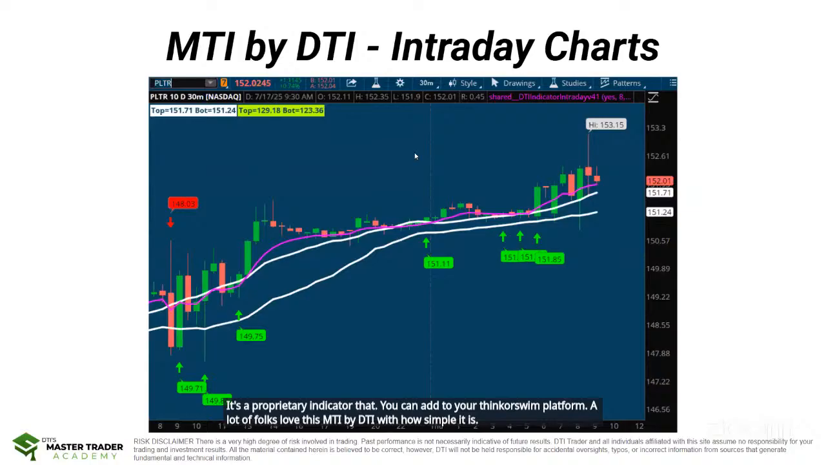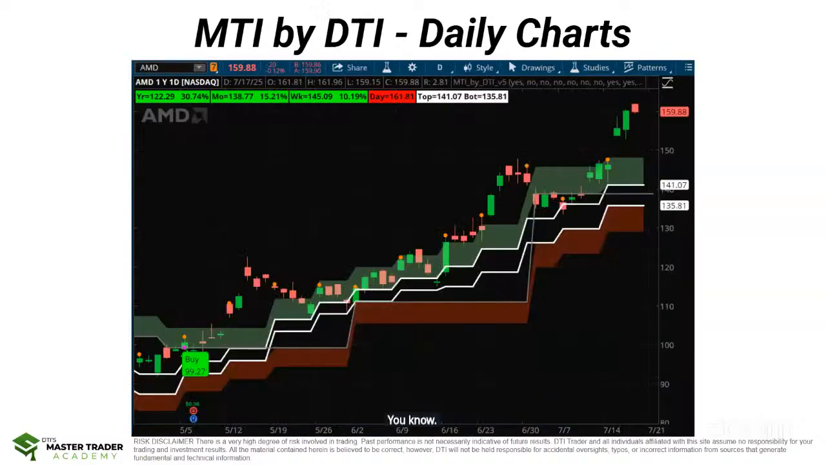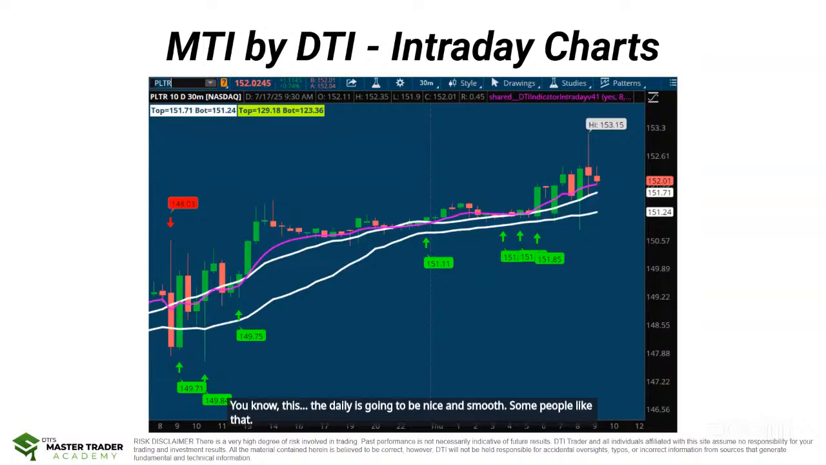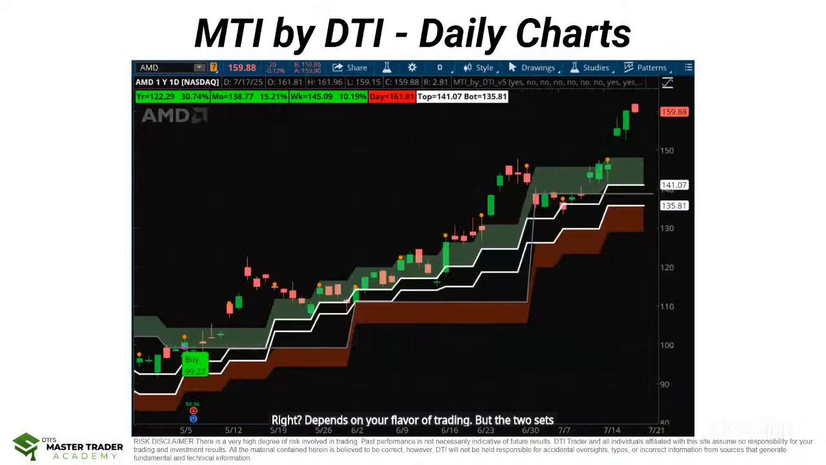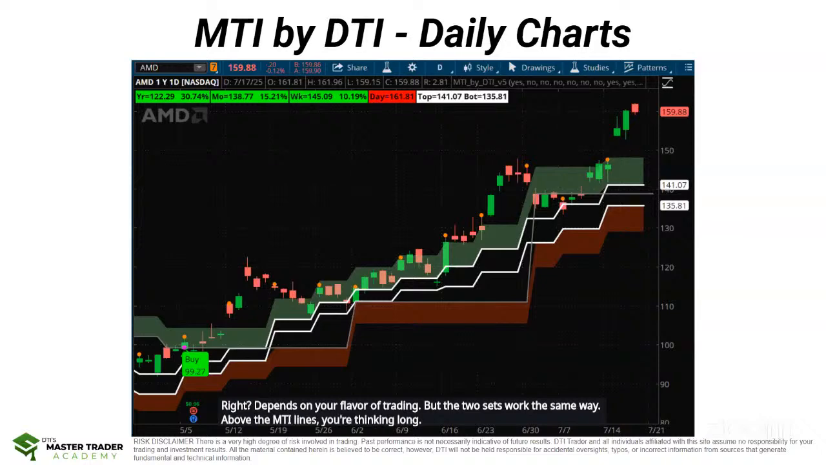It also includes 30-minute charts or intraday indicators, MTI lines there on the chart with the white lines. Now, of course, with anything shorter term, the daily is going to be nice and smooth. Some people like that. Intraday is going to be a little bit more up and down, right? Depends on your flavor of trading. But the two sets work the same way. Above the MTI lines, you're thinking long. Below the MTI lines, you're thinking short.